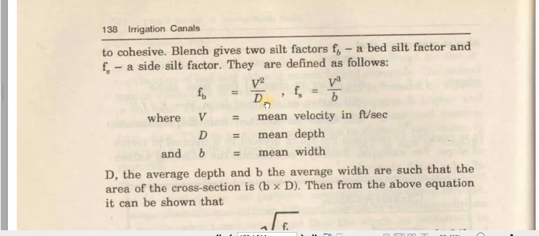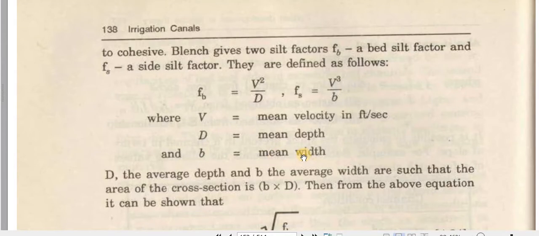So FB is equal to V square over D, and Fs is equal to V cube over B. And what are D and B here? These are the mean depth and mean width. In our previous area calculation of a trapezoidal channel, we used By plus Zy square, and in that equation B was the bottom width, but here B is the mean width. Mean width means the average of bottom width and top width.